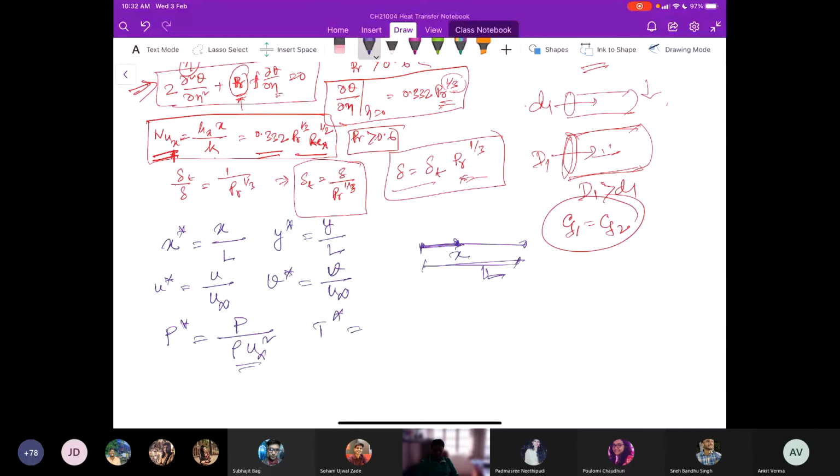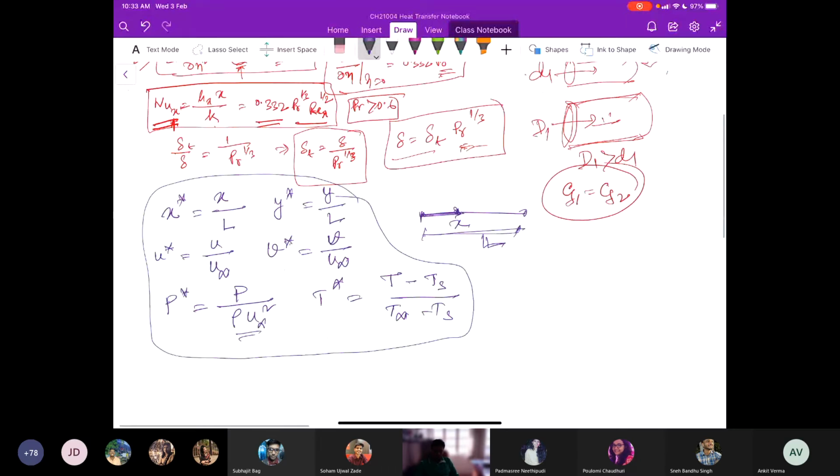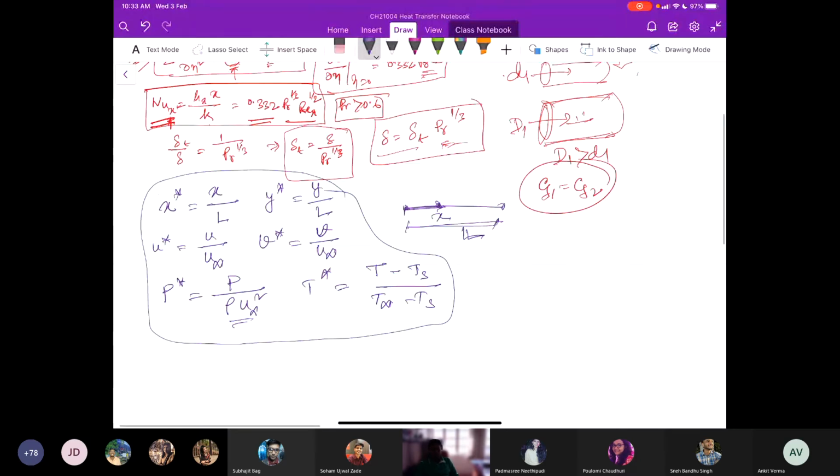And the temperature, I already told you, T at any point, particularly referring to our problem of a flat plate, minus this. So now if you remember the continuity equation, momentum equation, and energy equation, all those can be non-dimensionalized based on these terms, because all those equations involve u, v, x, and t.